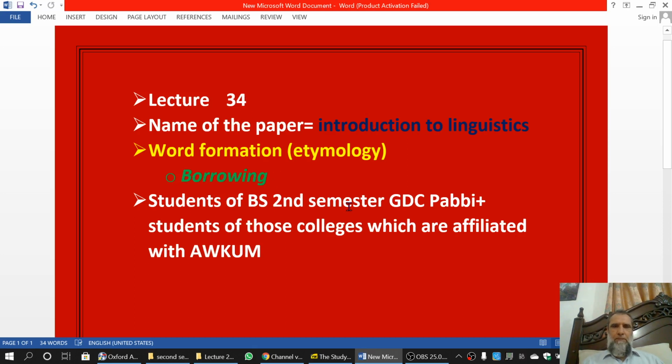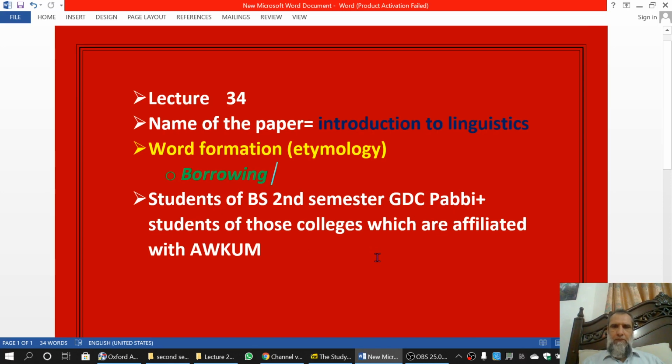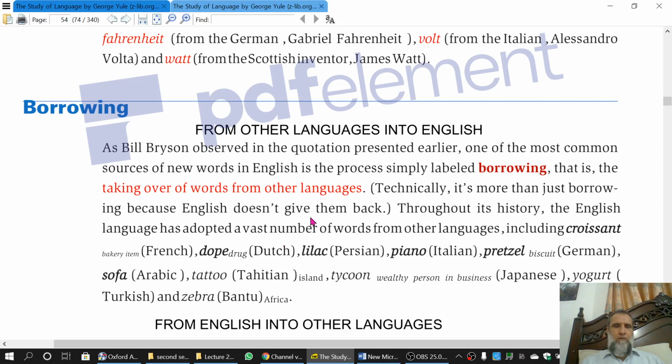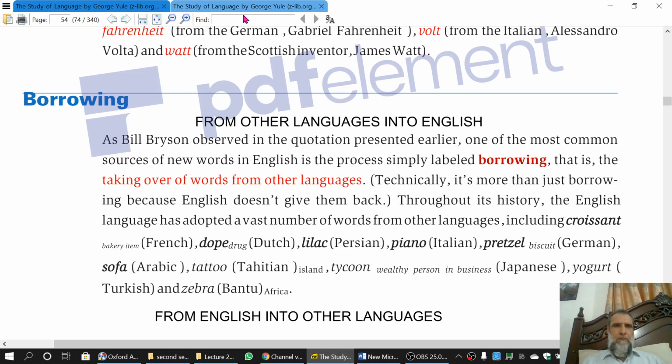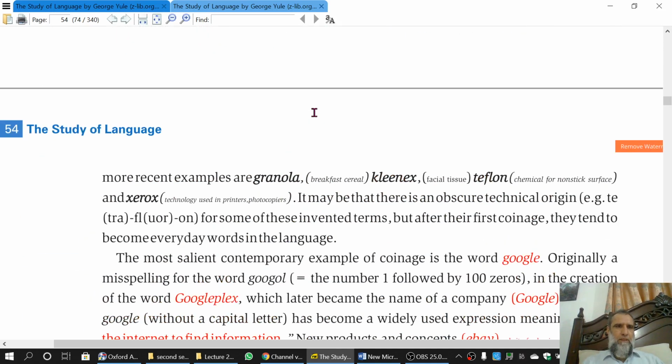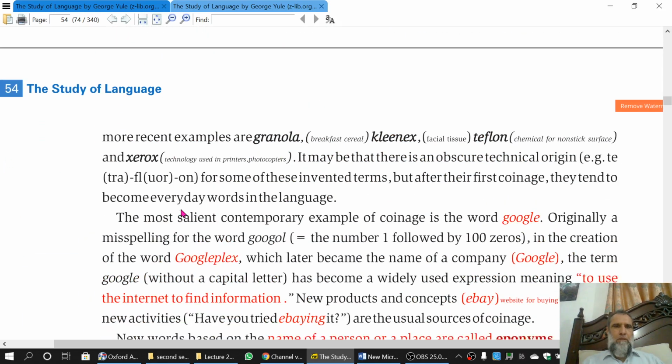This lecture is specifically for the students of BS second semester GDCPIB and also for the students of those colleges which are affiliated with Abdul Wali Khan University. We will do this topic from The Study of Language by George Yule, and the page number is 54.